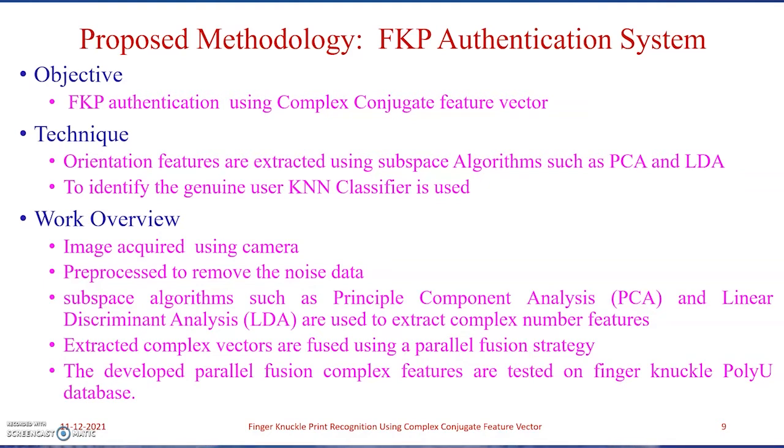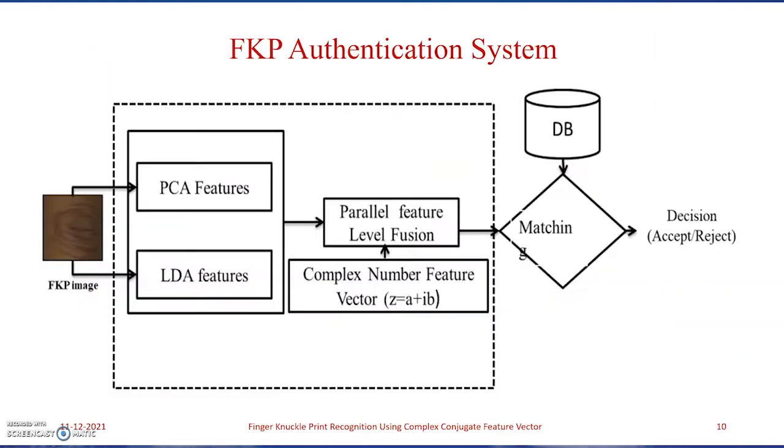The work overview is that the image is acquired from a normal camera, and then pre-processing is done to segment the major knuckle and to remove the noisy data. After that, the image features are extracted using the subspace algorithms such as PCA and LDA, and these complex vectors are fused using a parallel fusion strategy, and these parallel fusion complex features are tested using the PolyU and IIT datasets.